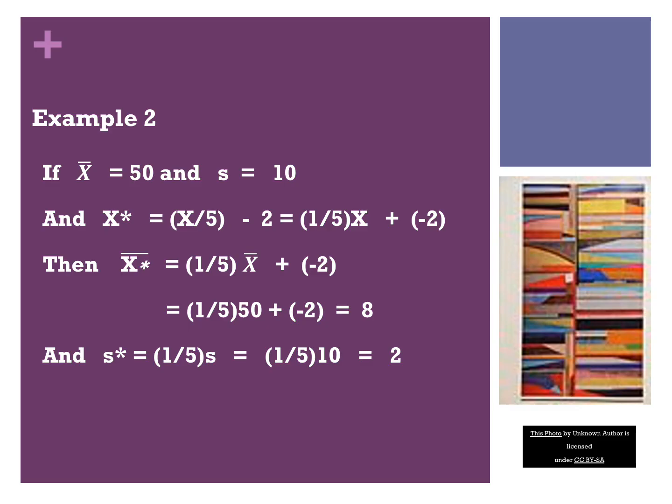In example 2, x bar, or average, of the dataset is 50, and s, or standard deviation, is 10. The linear transformation of x is x divided by 5 minus 2, which can be changed to 1/5 of x plus a negative 2. Then, recalling how we did a linear transformation of a mean, the transformed mean equals 1/5 of the mean plus a negative 2, which is the same thing as subtracting 2. So 1/5 of 50 plus a negative 2 is 8.